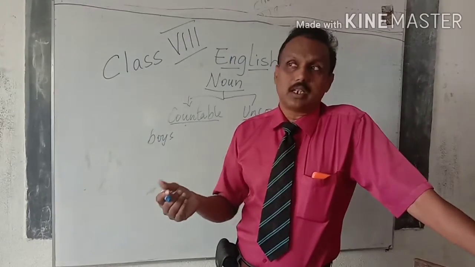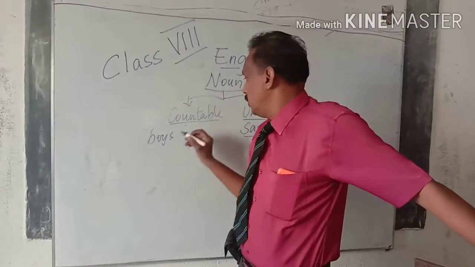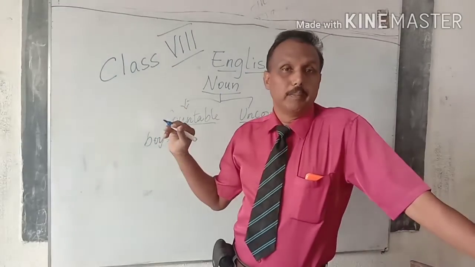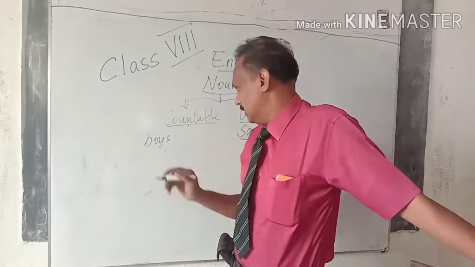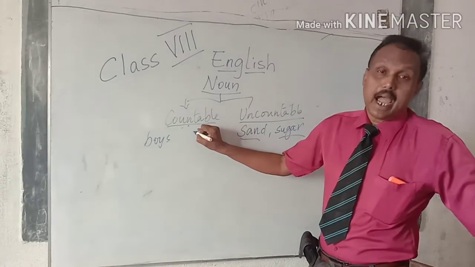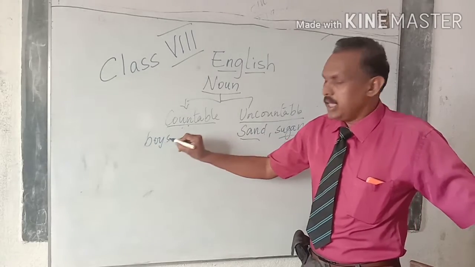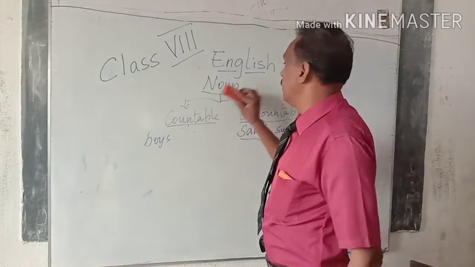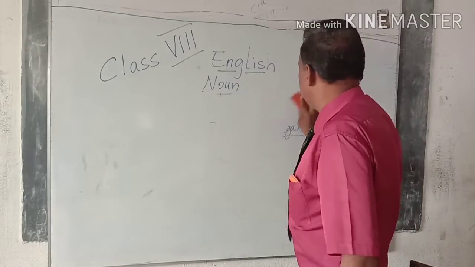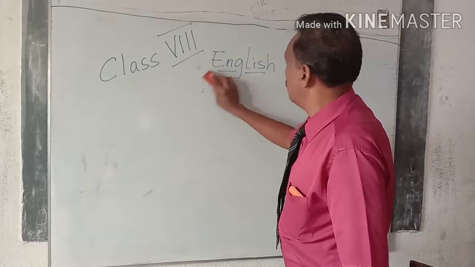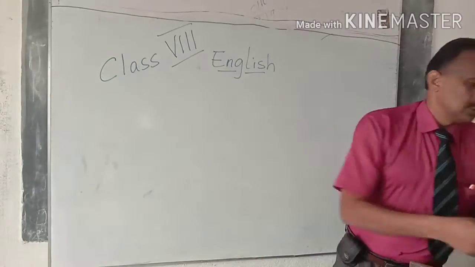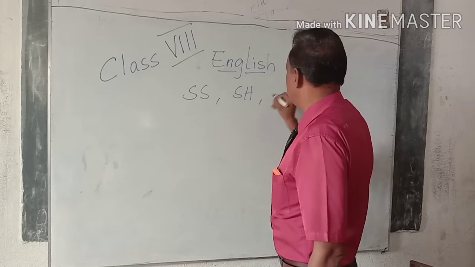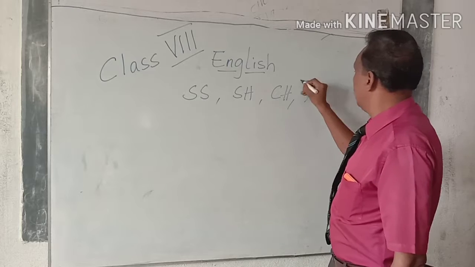How many leaves are on a tree? We don't go and count the leaves. So countable and uncountable. In the next class I will be teaching you how we use how many and how much. Countable nouns have plurals, like boy, boys. Today we will see some of the common ones so that when you are writing the plurals, you will understand it better. Some of the common things that end with SS, SH, CH, X.